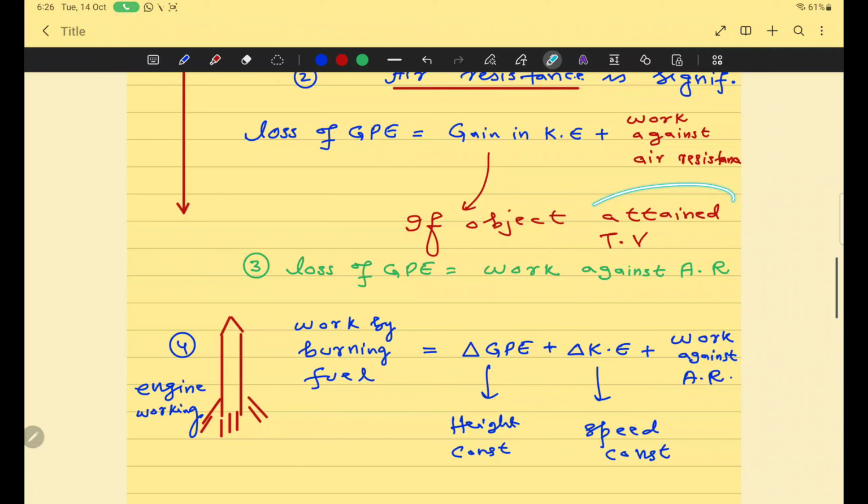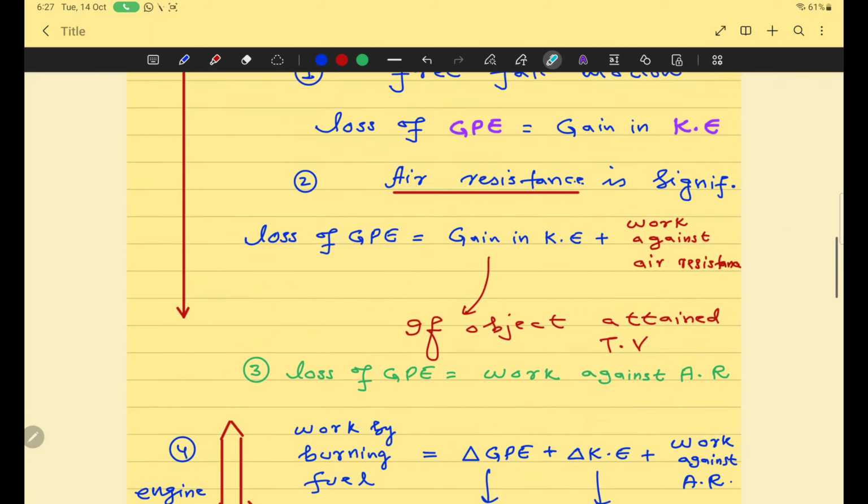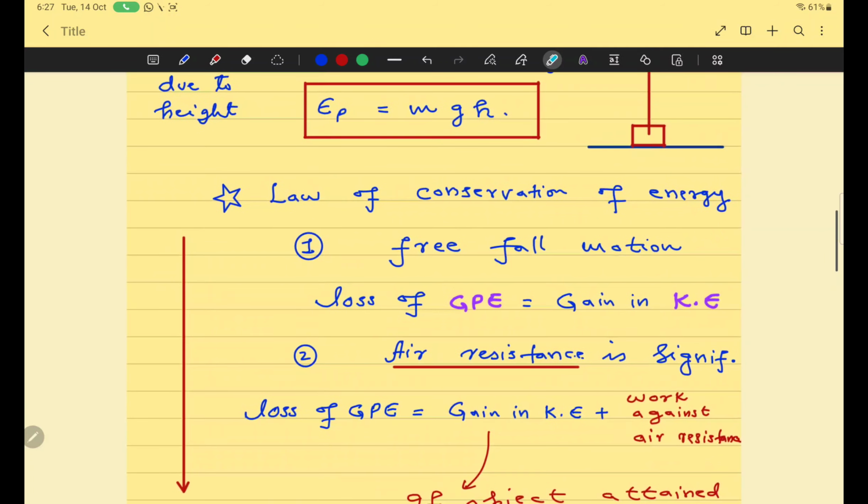If the object has attained terminal velocity, then kinetic energy should be erased. If the engine is working, then the work done by burning fuel is converted into potential energy, into kinetic energy, into work against air resistance. So you should memorize all these cases.